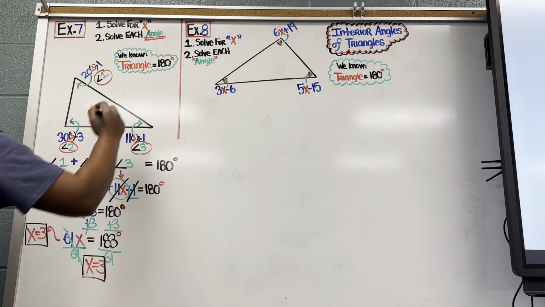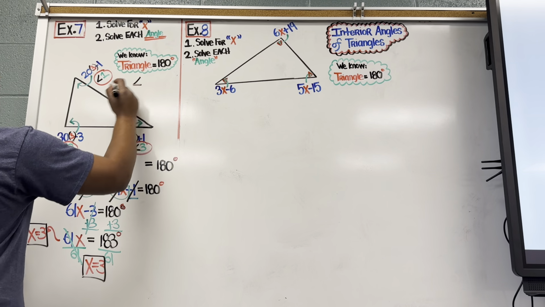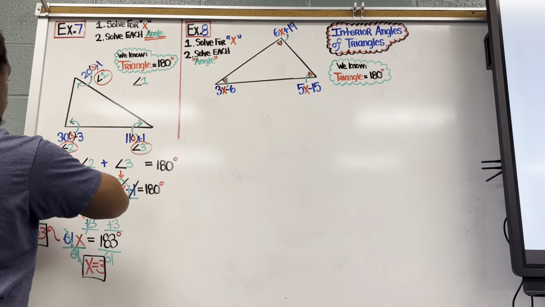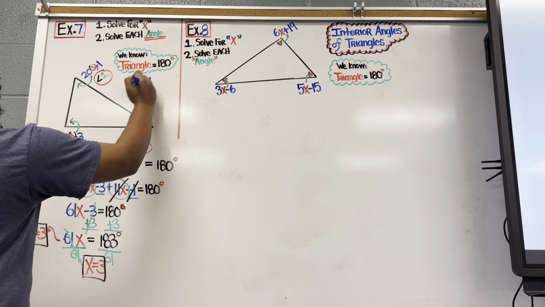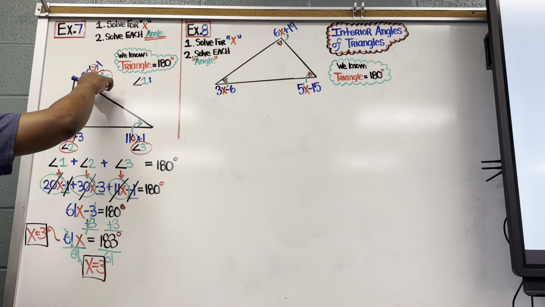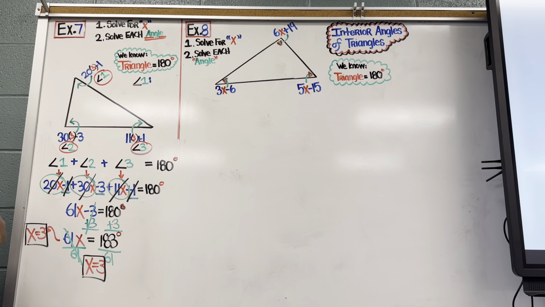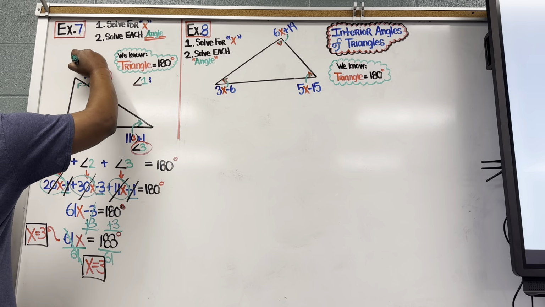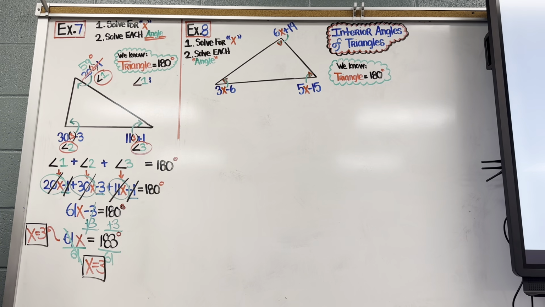So let's start off with angle 1. 20 times 3 equals 60. 60 minus 1 equals 59. So angle 1 is 59 degrees.